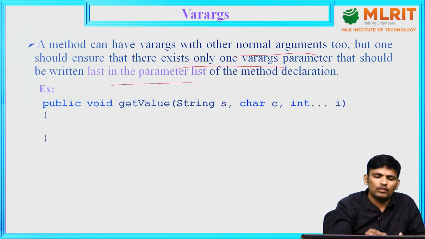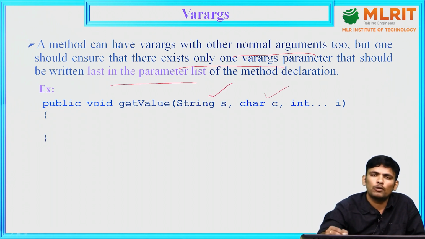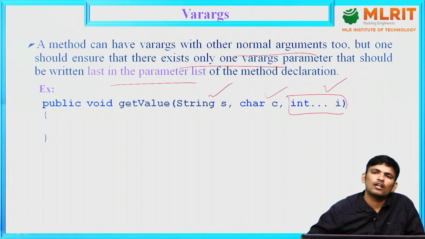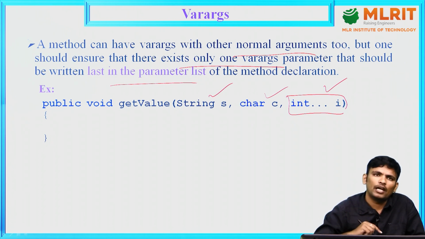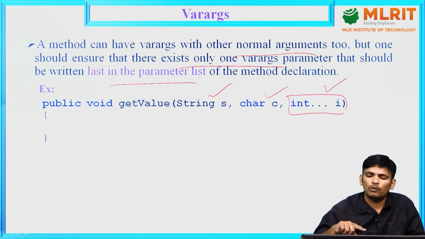Now you can see, whenever you are mixing var-args with normal arguments, this is valid. Here this is a normal argument and this is a normal argument, and this is the var-args, and the var-args must be last only, and there must be only one var-args. If you take multiple var-args, it leads to a compile time error. So compulsorily, there must be only one var-args in a method, and it must be the last parameter.